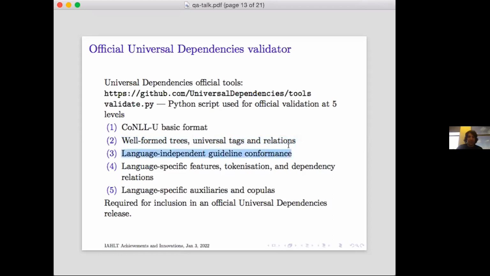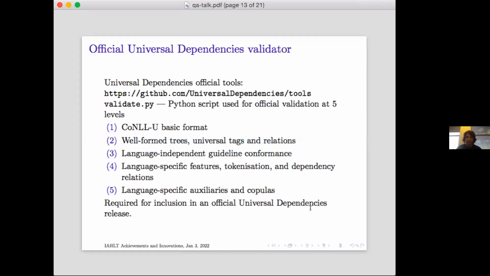At level 3, it checks that you're following the Universal Dependencies language independent guidelines. So Universal Dependencies on their website has a fairly large collection of guidelines for how it's meant to be used, both language specific and language independent. So level 3 is just checking the language independent guidelines. So I guess sometime in November, even before that, maybe in October, we were up to level 3 conformance.